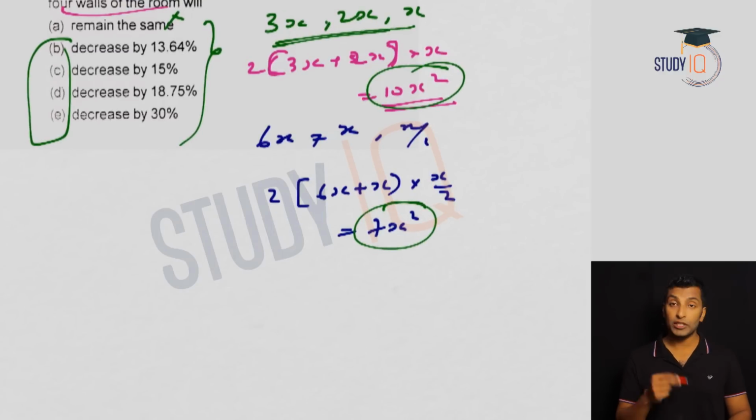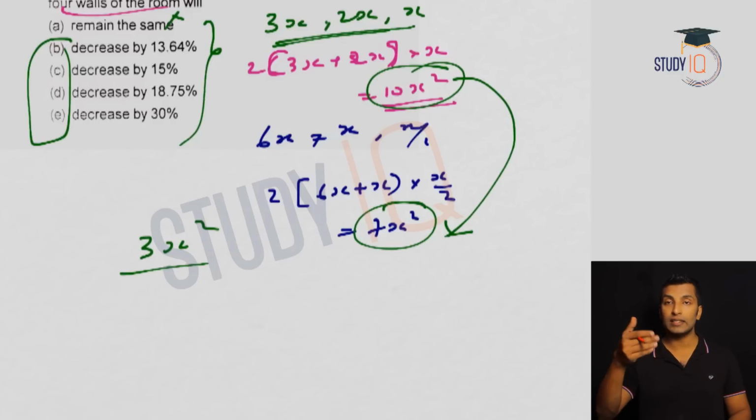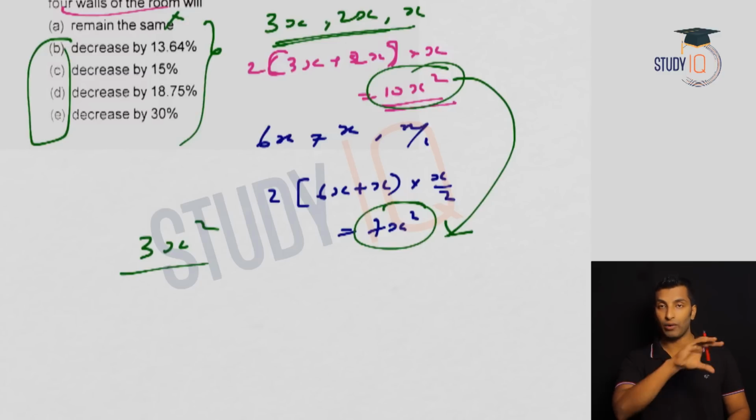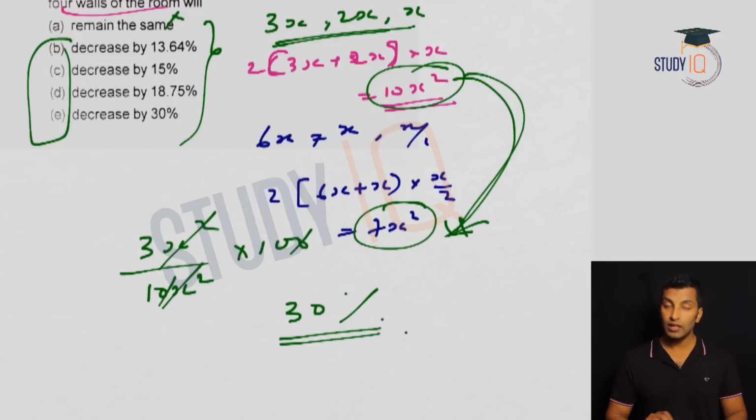See, percentage change. So absolute change is 10x square minus 7x square, that is 3x square, divided by, upon what did the change happen? 10x square, right? The initial value is 10x square. Basically you need to do final value minus initial value. So the change is 3x square divided by 10x square into 100. So this gets cancelled out, so 30% is the decrease.